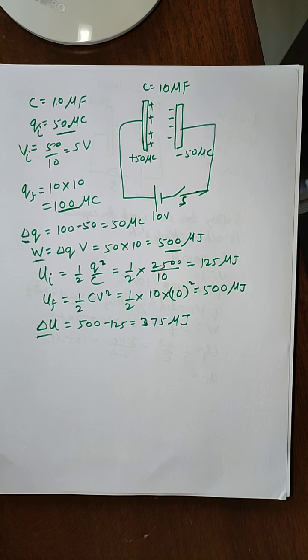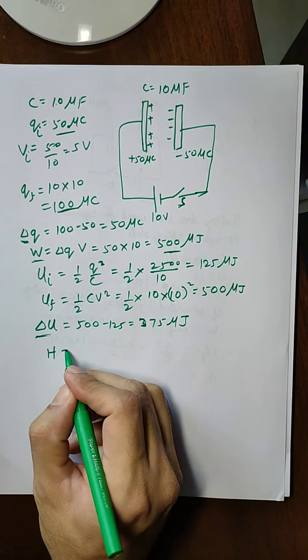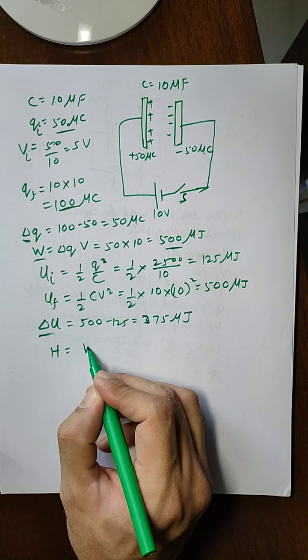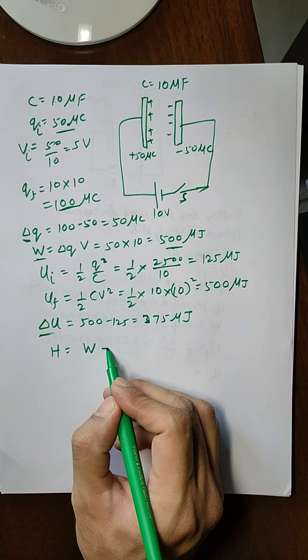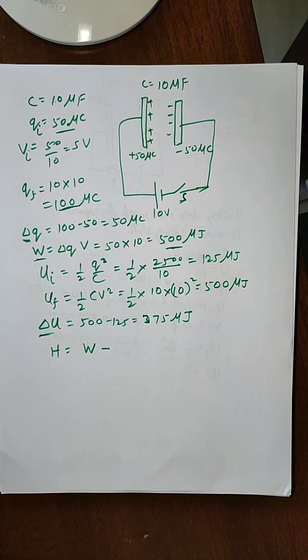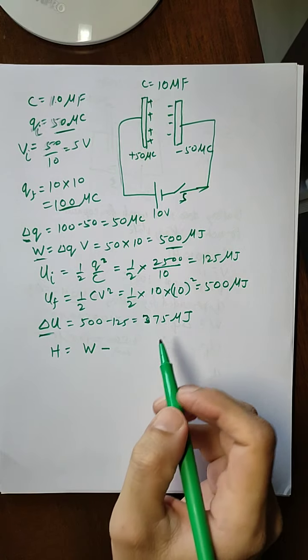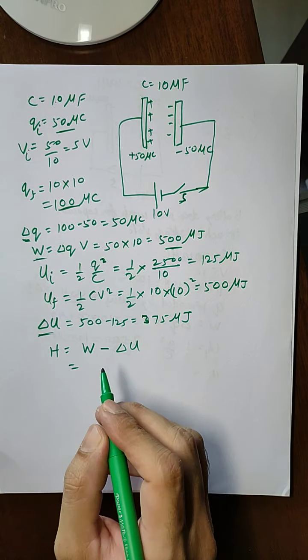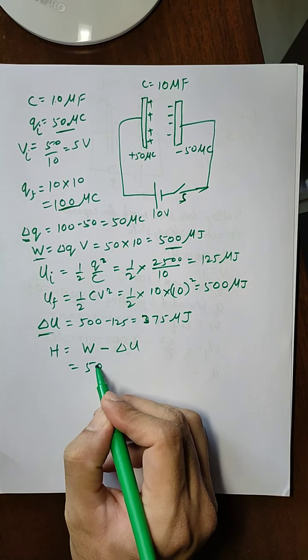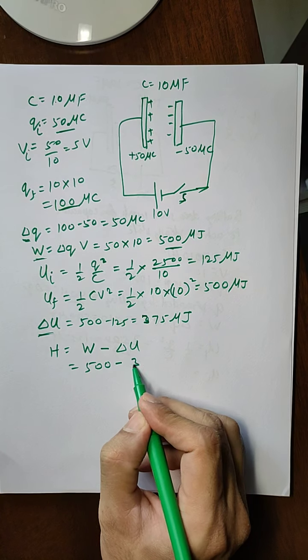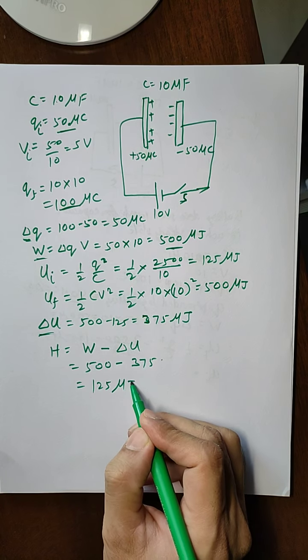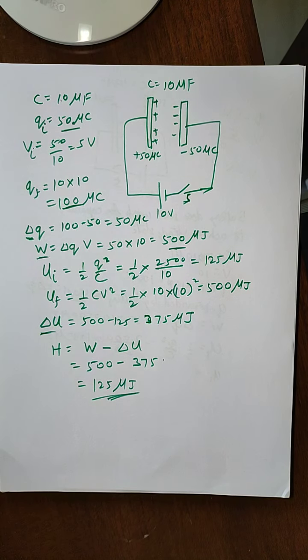Now to calculate the heat produced, we will use the general formula that the heat produced is equal to the work done by the battery minus the energy supplied to the capacitor. So the energy supplied, we can write delta U. So it will be equal to 500 minus 375. So the heat produced will be 125 microjoules, and this will be your answer.